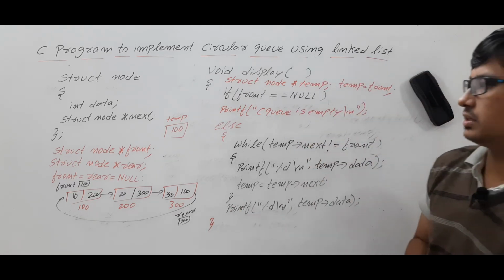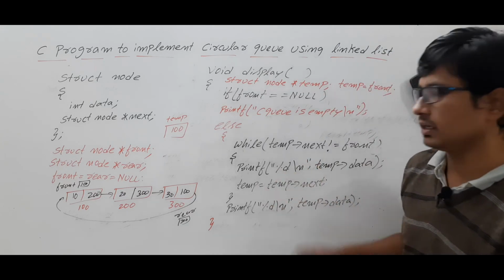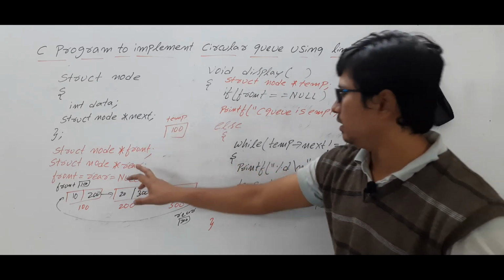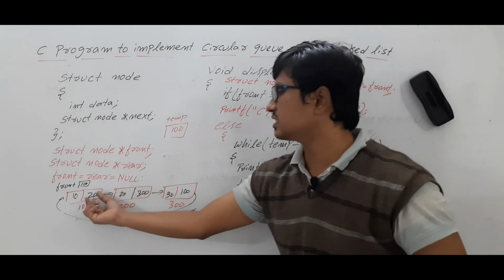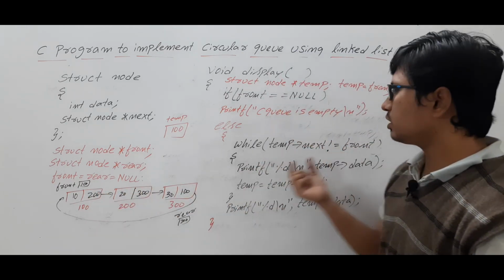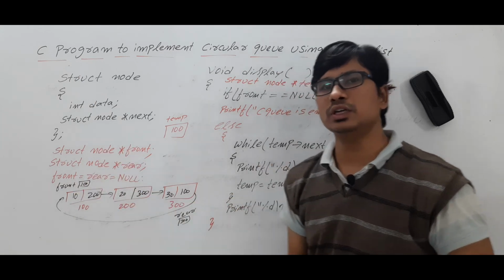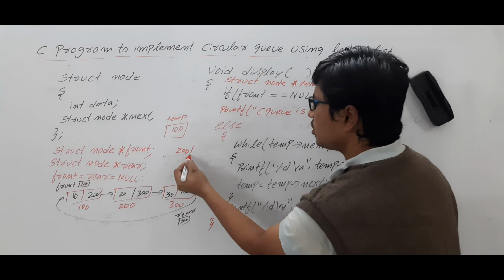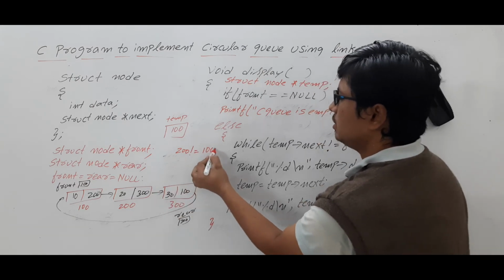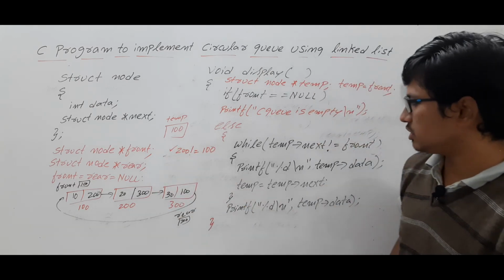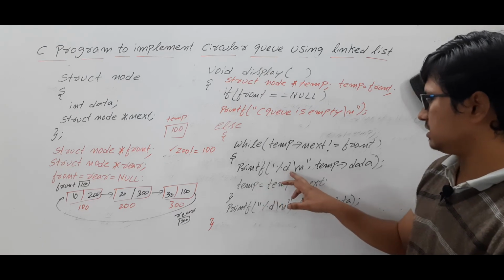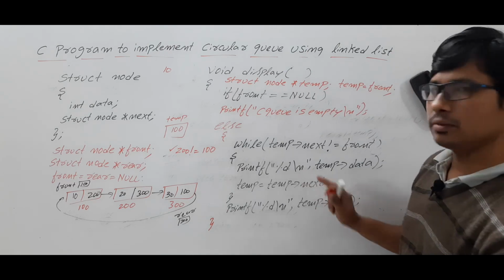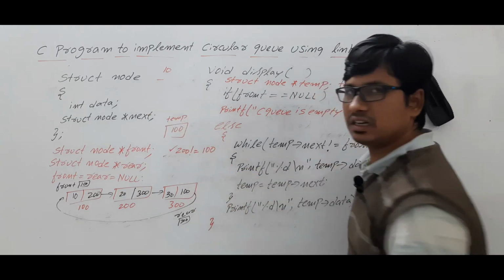Let me discuss with this example how it is working. Now temp is 100. Okay, temp of next is 200. 200 is not equal to front, 200 is not equal to 100. Temp of next is having address 200, which is not equal to front, which is 100. So this is true. If this condition is true, what you are doing? Print of %d temp of data, 10 will be printed. You are writing \n, the cursor will come to the next line.